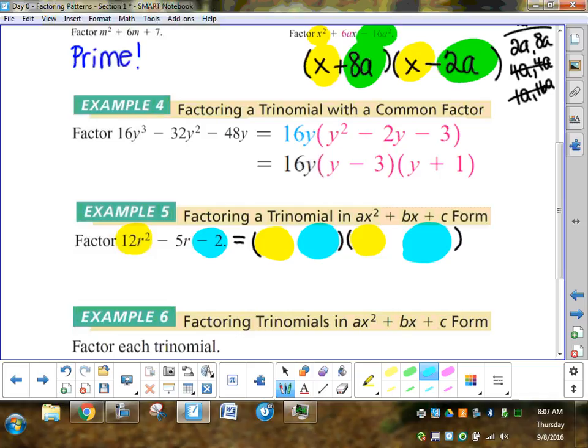You're going to like working with 7. You're going to like working with 11 and 13. All of those numbers that are prime are very easy to do. 12 is not prime, it's composite.